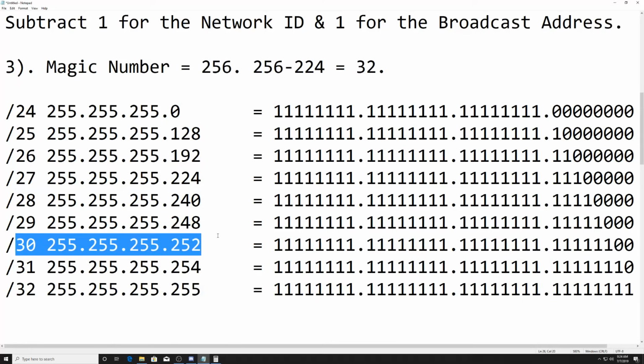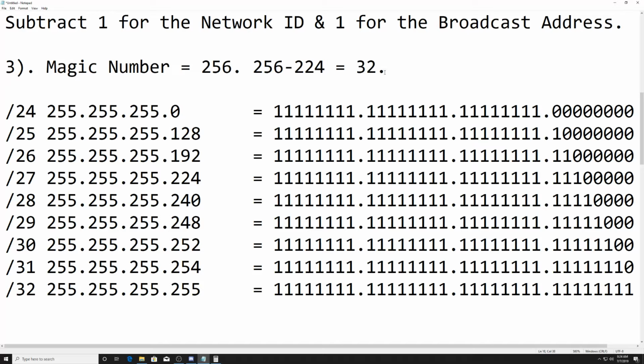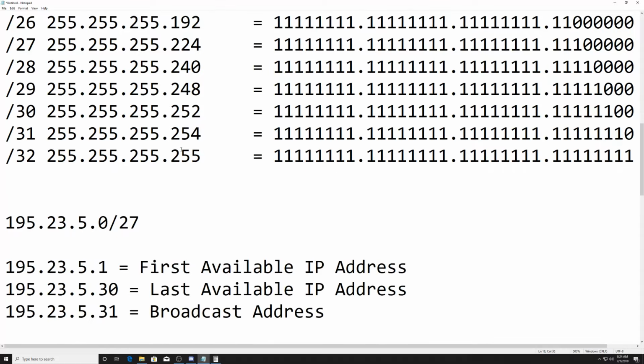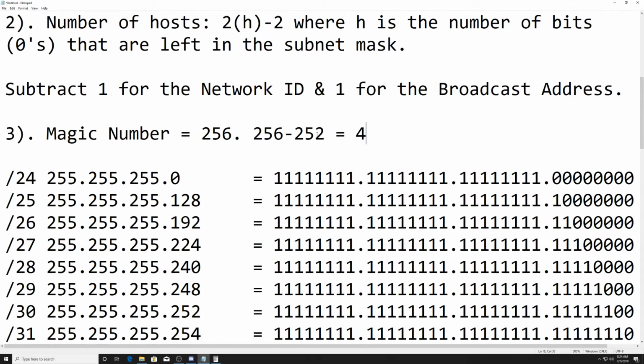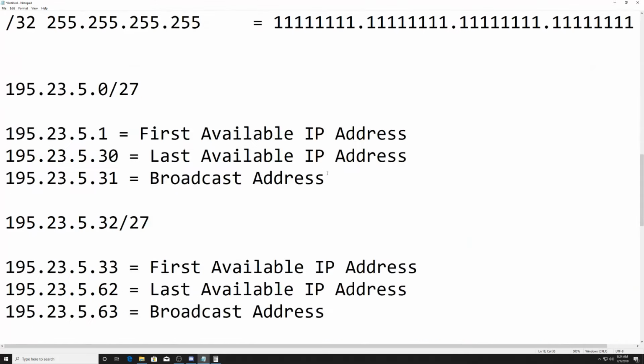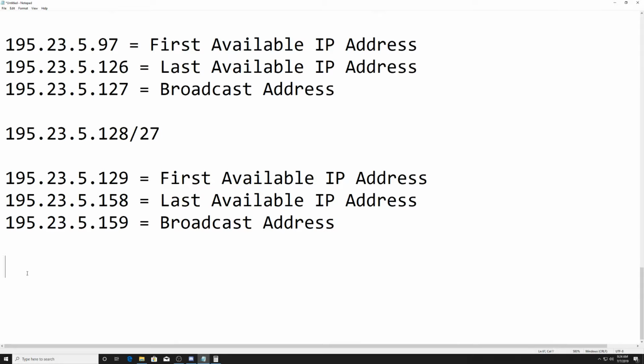So from here, what we'll do is magic number. We're going to get rid of this 32, and we're going to get rid of this 224, and we're going to give it a 252. 256 subtracted from 252 equals 4, right? Which means, just like how the /27 increments every 32 to the next network, well, this is going to increment every 4. So we'll just do something very simple. /30 or 255.255.255.252, right?